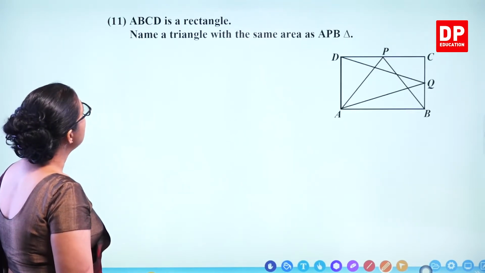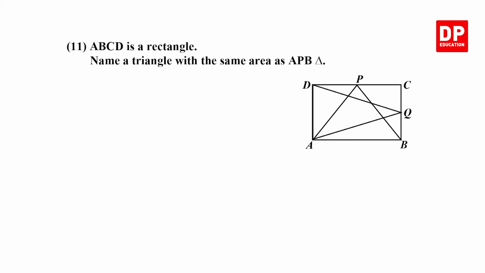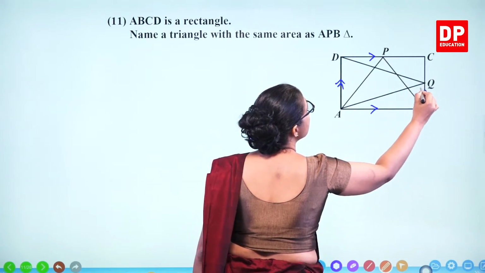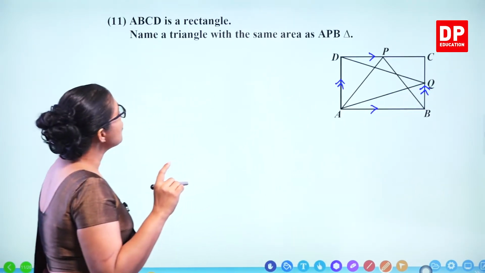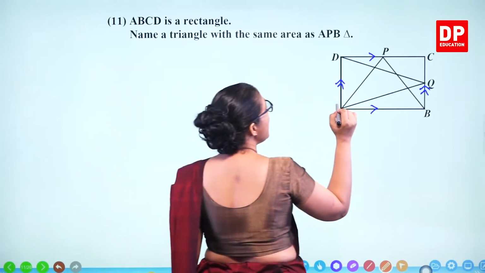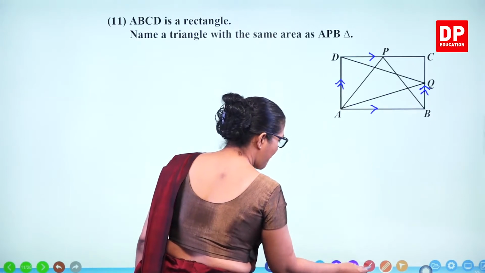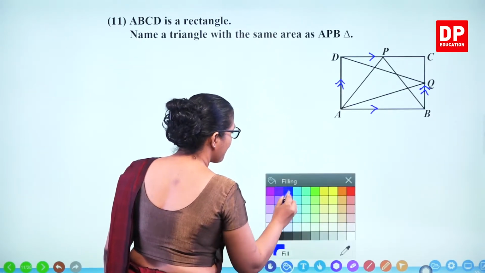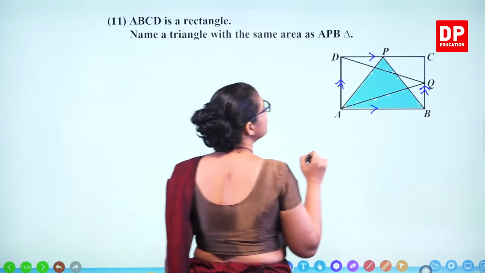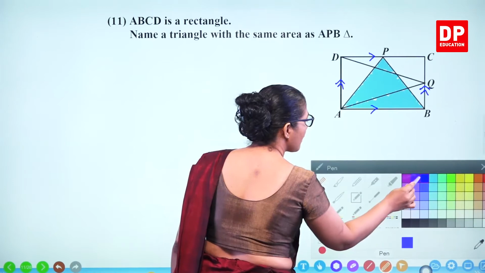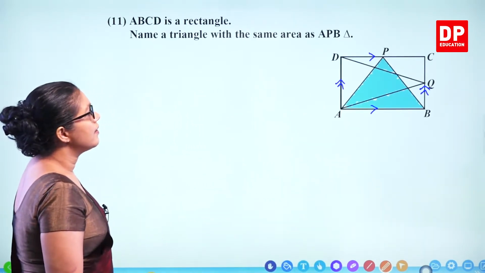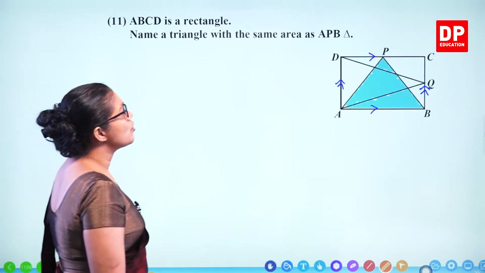Question number 11. ABCD is a rectangle. So that means these are parallel and 90 degree. Name a triangle with the same area as APB. APB is this one. So that's the area. So what is APB actually?